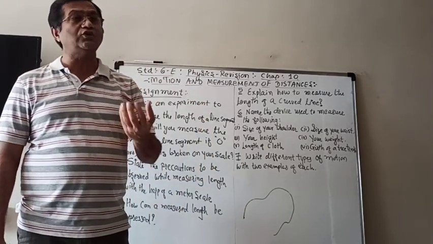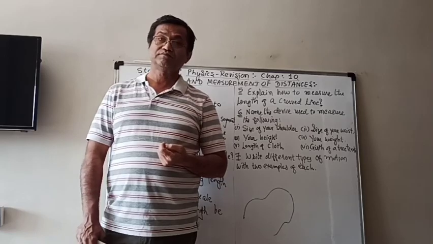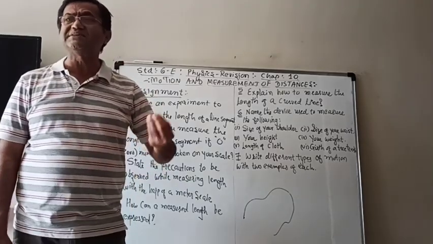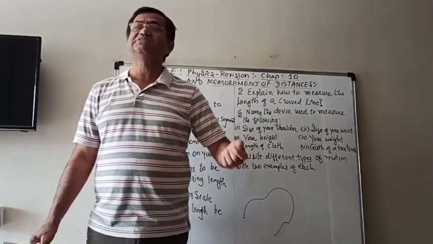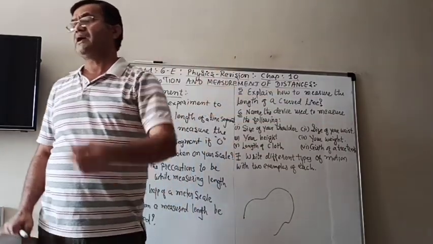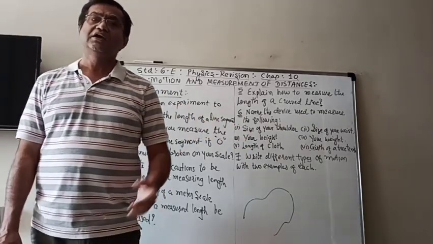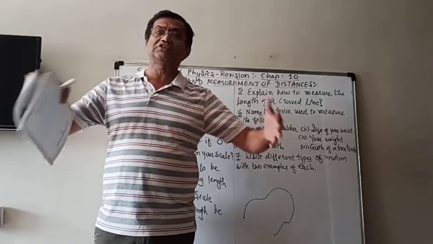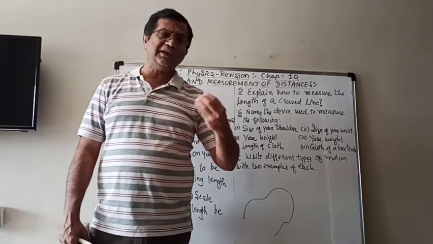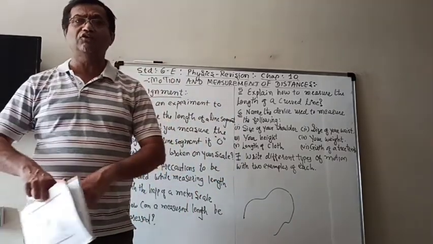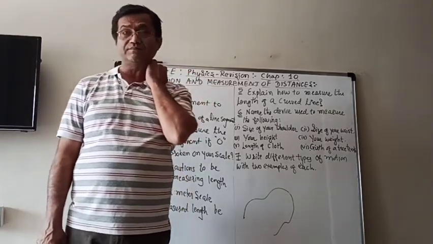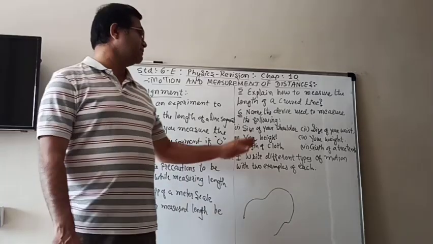Similarly, if you have to find the girth of the tree trunk, then also you can't use a meter scale. So either you can use a measuring tape, or you can use a big thread and move it along the trunk of the tree, and then by using that meter scale, you can find the girth or the width of the tree. Similarly, as I told you, if you want to find your waist or your shoulder, then also you cannot use the meter scale. You have to use the measuring tape.